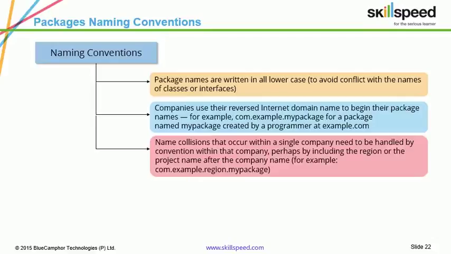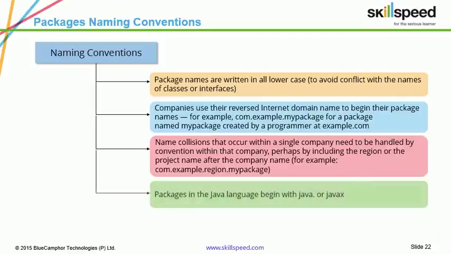Name collisions that will occur within a single company need to be handled by convention within that company, perhaps by including the region or the project name after the company name. For example, com.example.region.mypackage. Packages in the Java language begin with java dot or javax dot.